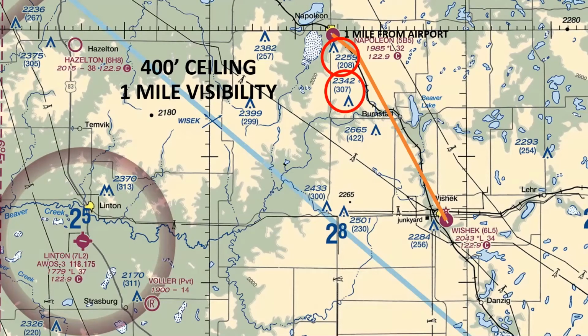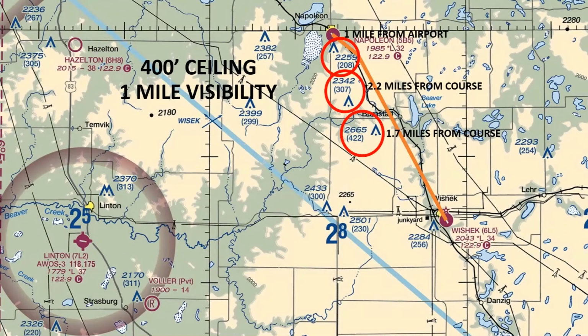Remember what altitude we're going to fly at? We're talking about 2,300 feet. So this tower is already 42 feet above what we propose to fly at, and it is only 2.2 miles from the course. The next tower is all the way up to 2,665 feet and only 1.7 miles from the course.